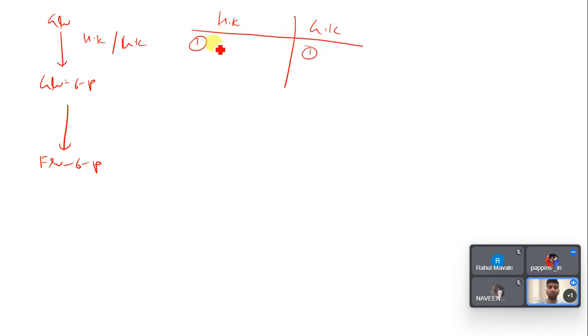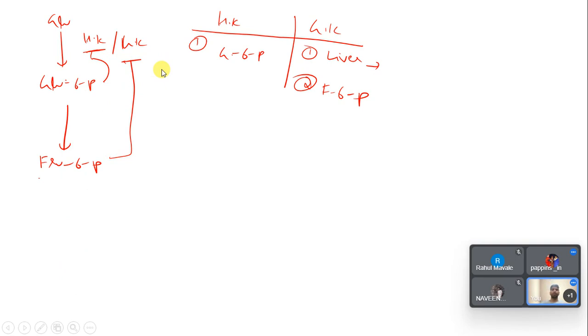Who stops hexokinase and glucokinase? Hexokinase is stopped by glucose 6 phosphate, while glucokinase, which is present in the liver, is much more highly regulated in terms of inhibition as well. And this glucokinase is inhibited by fructose 6 phosphate. It is not inhibited by glucose 6 phosphate. It is inhibited by fructose 6 phosphate. Okay, so you have to remember this point properly.